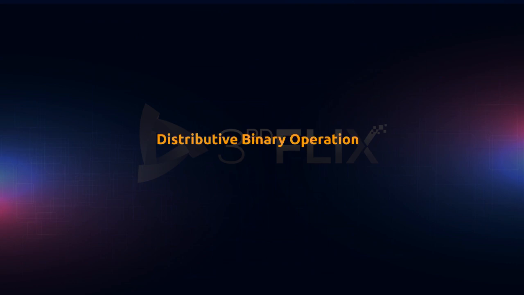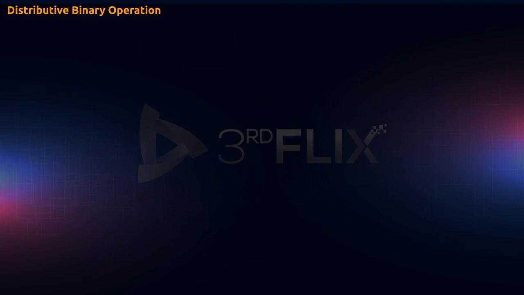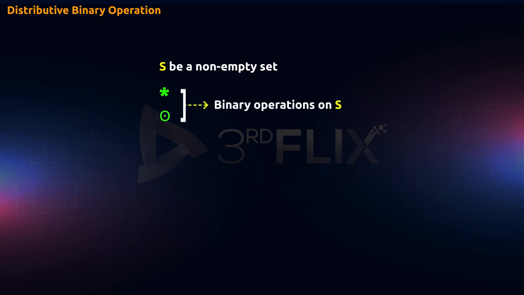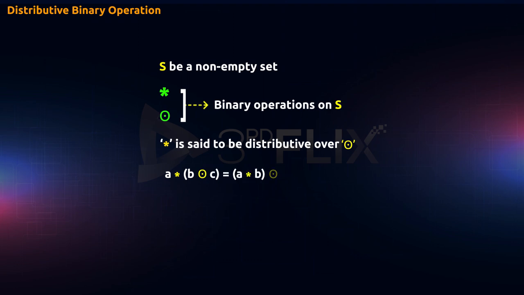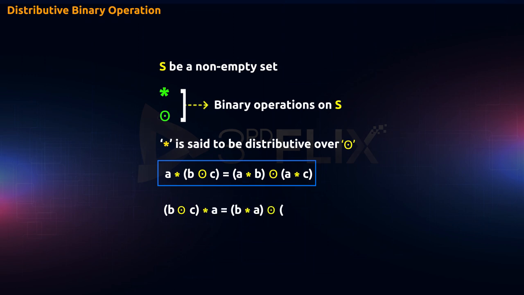Distributive binary operation. Let S be a non-empty set, and star and dot circle be two binary operations on S. Then star is said to be distributive over dot circle if a star (b dot circle c) equals (a star b) dot circle (a star c), and (b dot circle c) star a equals (b star a) dot circle (c star a), for all a, b, c belonging to S.